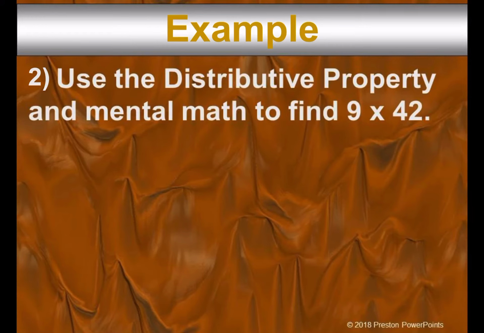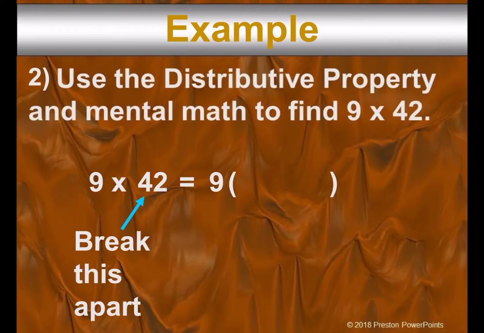Okay, so an example, use the distributive property and mental math to find 9 times 42. So 9 times 42 equals 9, and then break this one up. I'm looking for a factor that I can pull out. So I can pull 9 out of those. So then I wanted to say, what times 9 makes 42? So then I could have 40 plus 2.